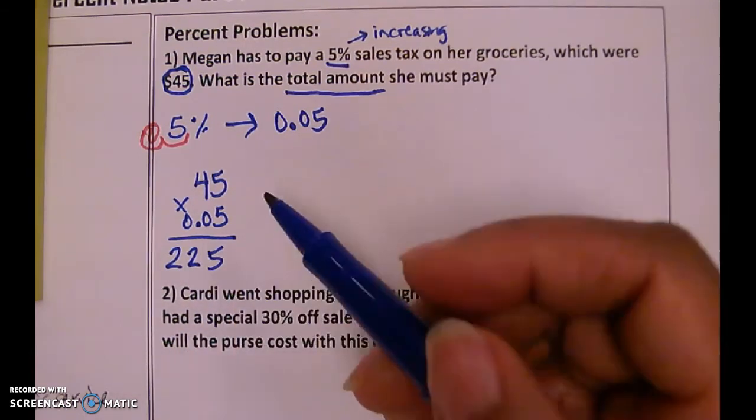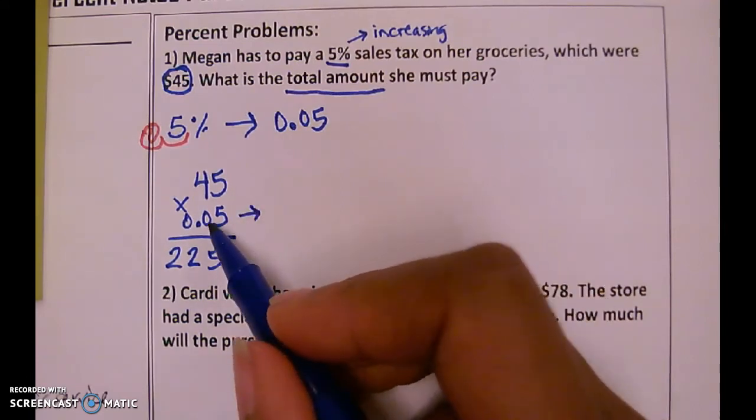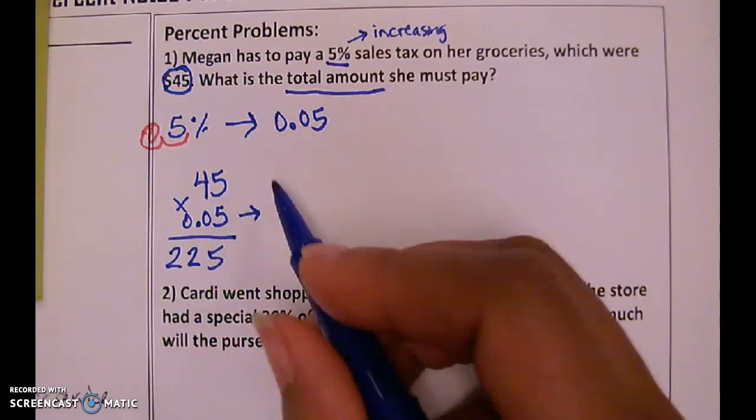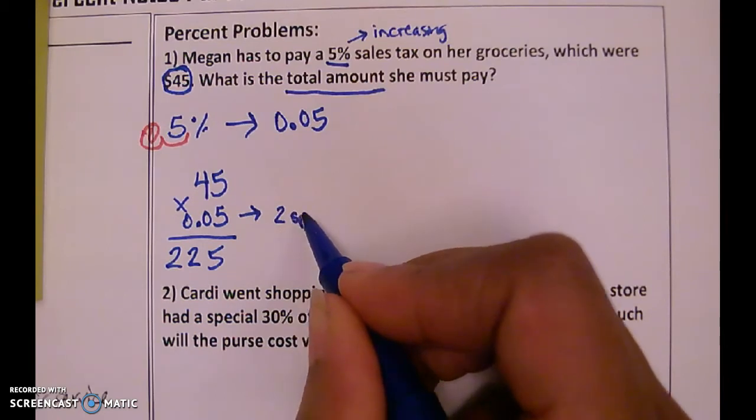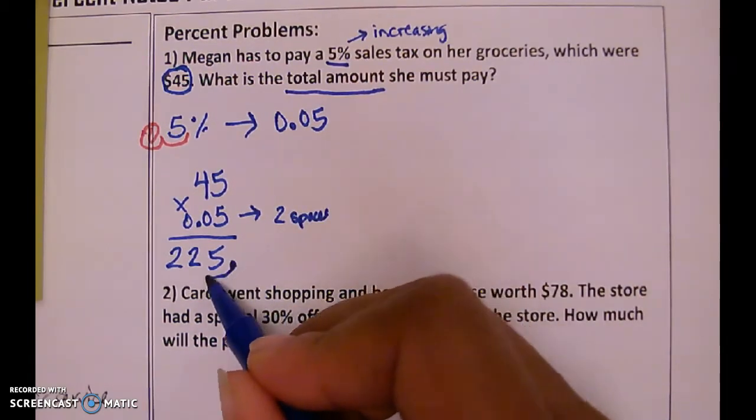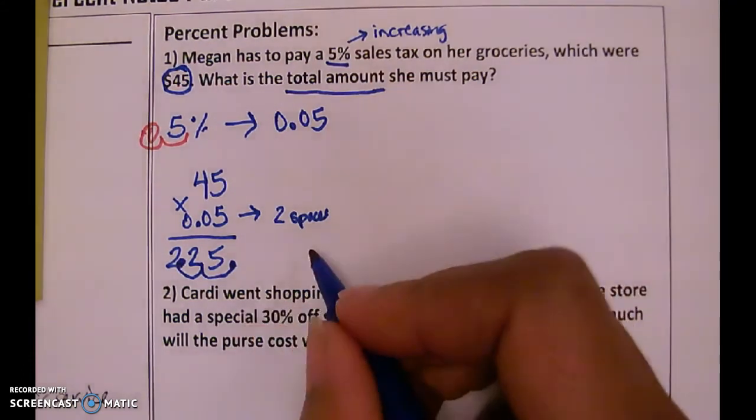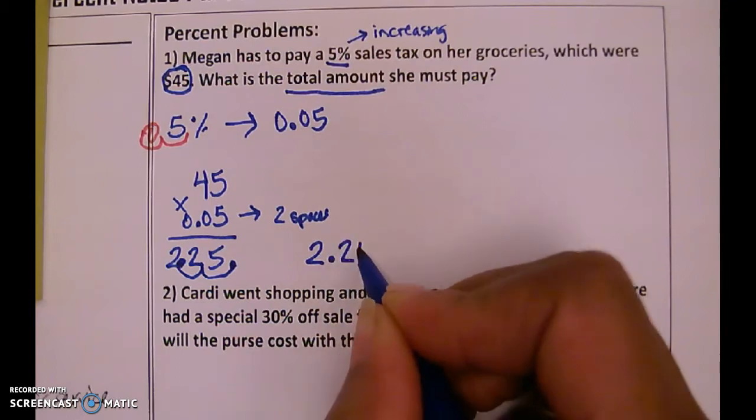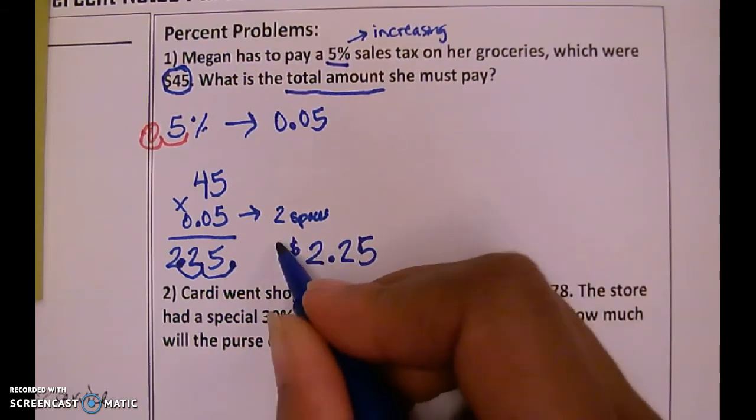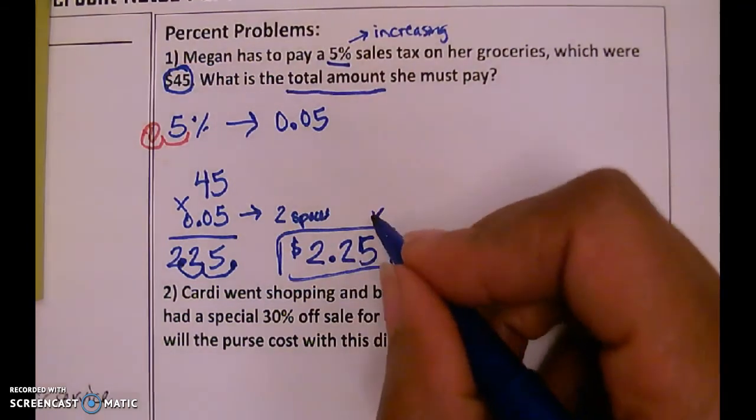When you do all the math for that, you're going to end up with 225. Now, keep in mind, when we're multiplying decimals, we need to draw a line out to the side and see how many places are behind the decimal. We have 2 spaces, so we're going to shift this decimal place over 2 times. That's going to give us $2.25. This number represents the sales tax amount.